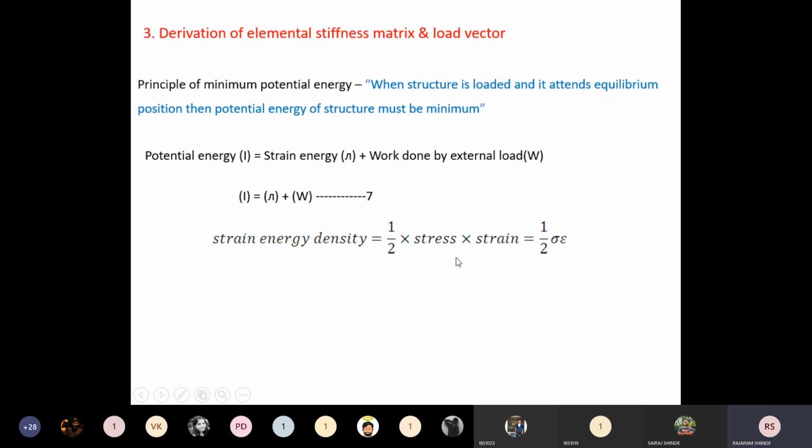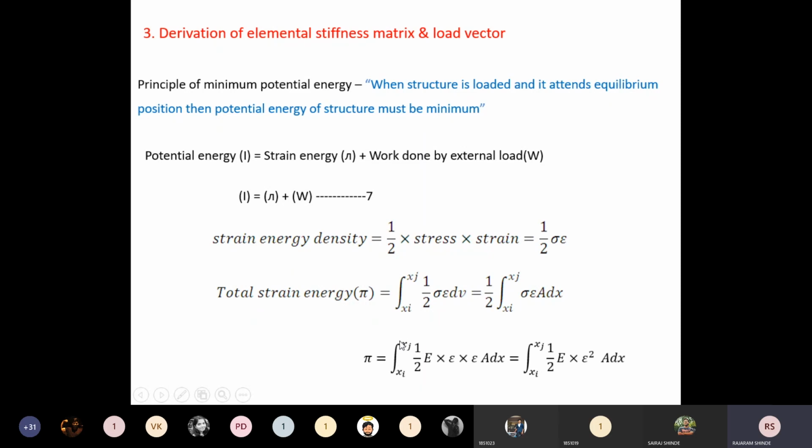Now we have taken this strain energy density, half of stress into strain. Stress I have used the sigma notation and epsilon for strain notation. Now total strain energy is integration over the volume. Now this integration is written in terms of the length integration because we have assumed a constant area. Therefore dV is replaced by dx and limits of integration are xi to xj.